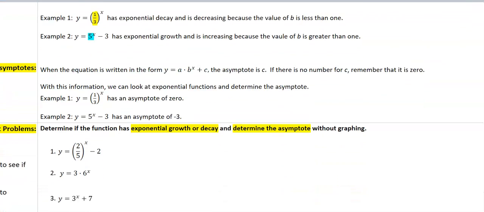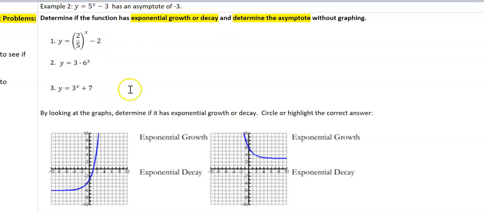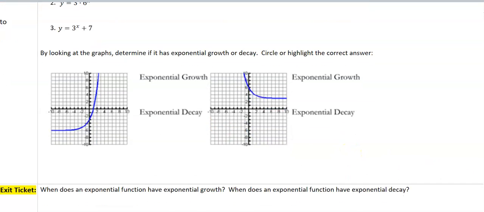Then for independent problems, there's 5 here. For the first 3, it wants to know if it's exponential growth or decay, so we're looking at our b's. And we need to determine what the asymptote is without graphing. So we want to look to see if it's plus or minus anything. Then our last 2, there are graphs. And you just want to look at them and either highlight if it's exponential growth or decay, or circle it, whatever you prefer. And then we have our exit ticket.